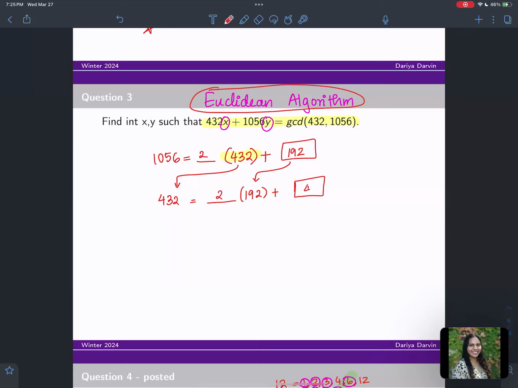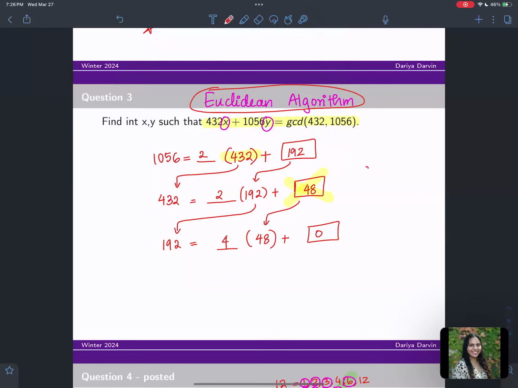Excellent. 2 and 48. Same thing. The smaller term now becomes the bigger term, so this bracket, and the remainder now becomes the smallest term and comes into the bracket. So what's the quotient? What's the remainder? Awesome. 4 and 0. Now, once you hit the remainder 0, stop. Once you hit the remainder 0, the remainder above that is your GCD.